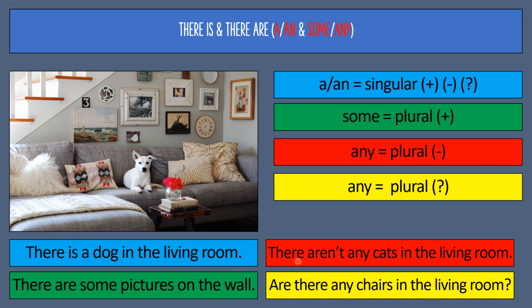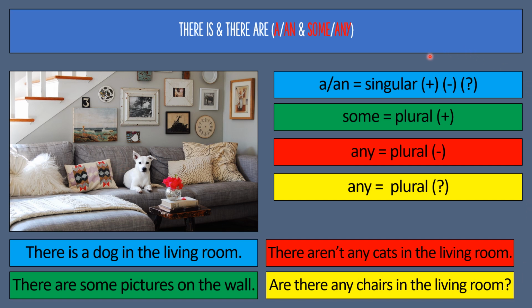The next one, there aren't any cats in the living room. This is a negative sentence and it's plural. That's why we use any. And the last one, it's a question. We use any because it's a question and it's in plural. Are there any chairs in the living room?